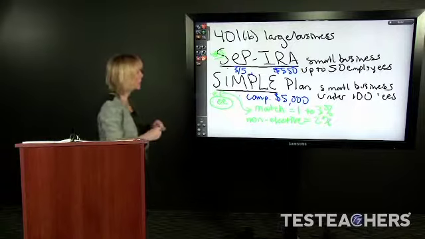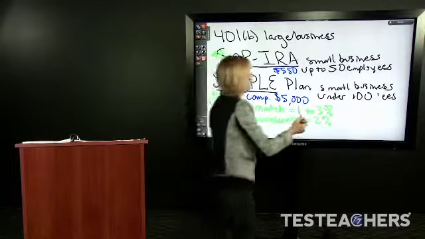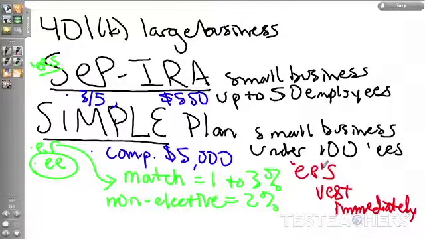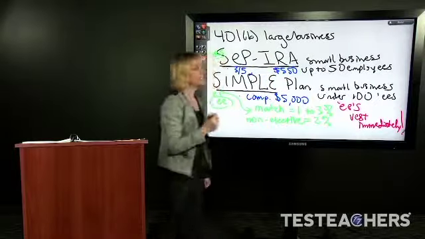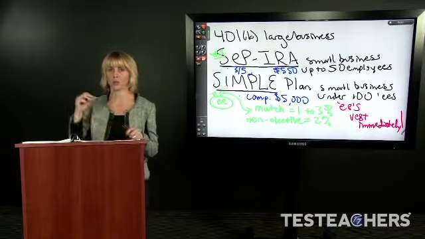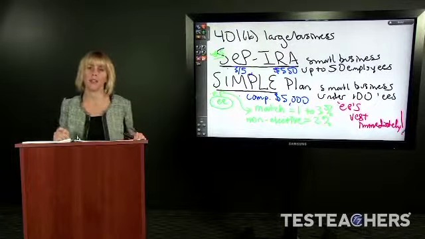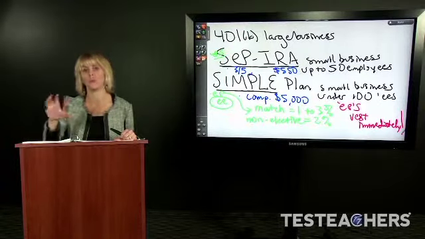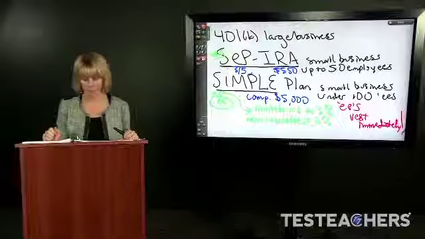Something else that is interesting about a SIMPLE IRA is that the employees vest immediately. This is very unique to the SIMPLE plan. Employees vest in employer contributions right away from the beginning. That's very unique. It's the only one that has immediate vesting.